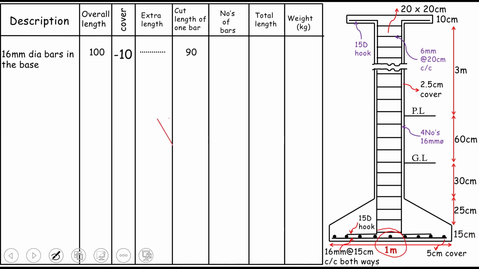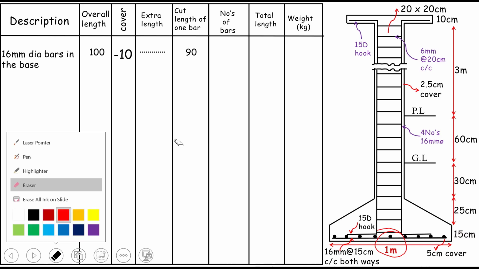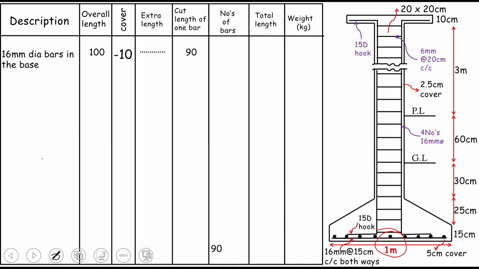It means 100 minus concrete cover for one side, which is 5 centimeters, and for another side, which is 5 centimeters. So we can have actually 90 centimeters. We have the number of bars. If you remember from the previous session, we have done that for a slab maybe. We have taken the length and then divided by the center to center, and an extra bar can be added. So the number of bars can be 90 divided by 15, which is center to center.